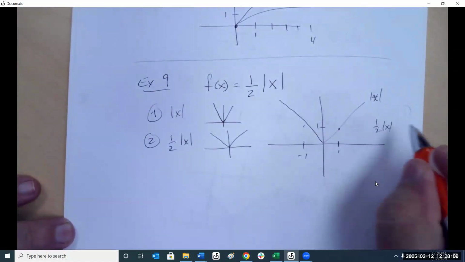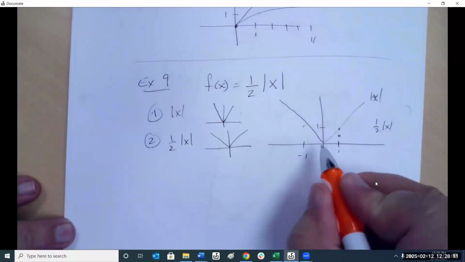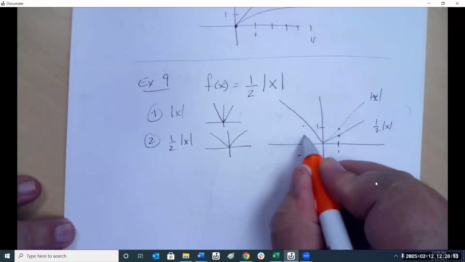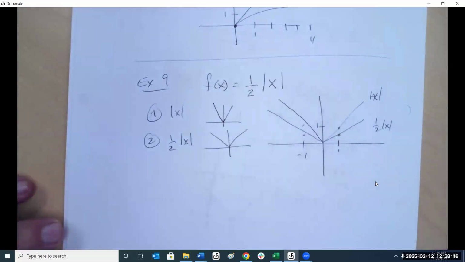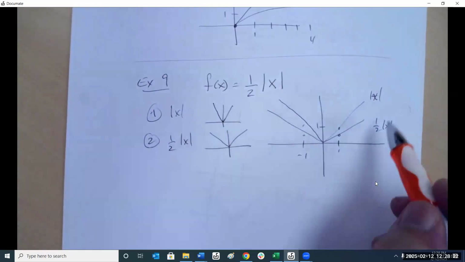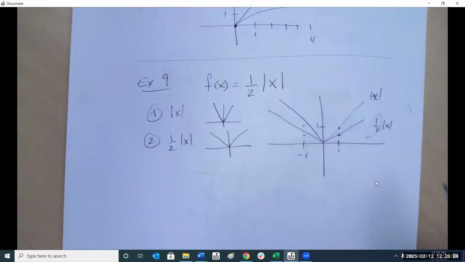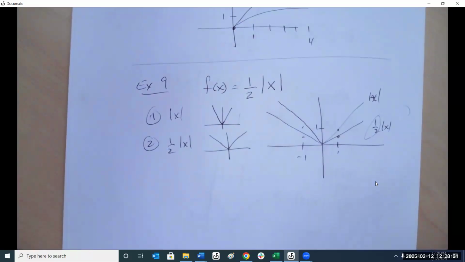1/2 x says I shift it down half. So it's a vertical shrink. It happens outside, so I'm making it half as tall. That's one way to look at it. If it's outside, you're making it whatever that is, that tall. I'm making it half as tall as it used to be.